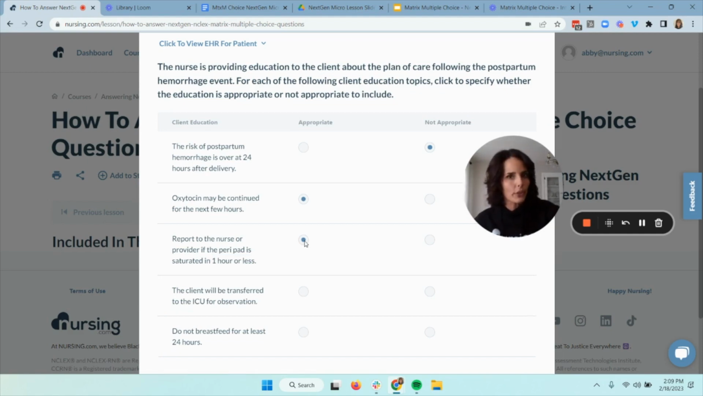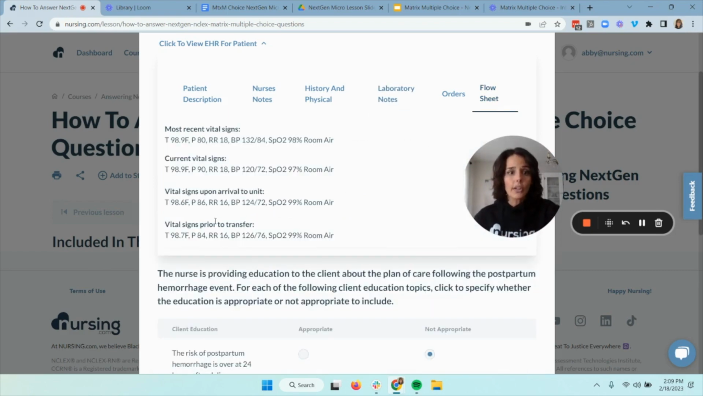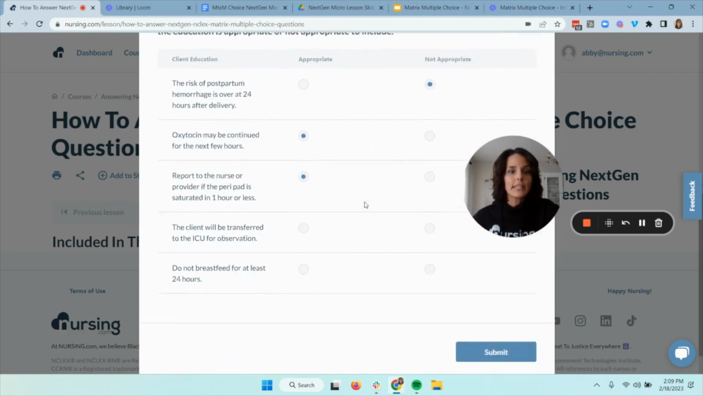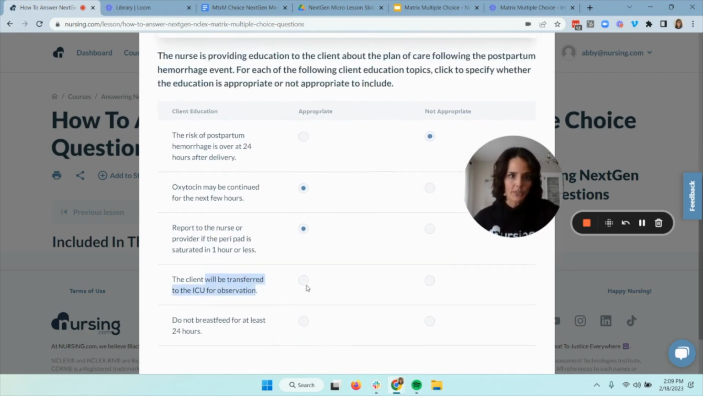The next one says the client will be transferred to the ICU for observation. Well, we can peek through the chart and take a look at things, especially the laboratory notes. We can see if they're bleeding to the point that they need that really high level of care, or we can tell from the flow sheets with their vital signs about the patient's stability. Now let's read that again. The client will be transferred to the ICU for observation.